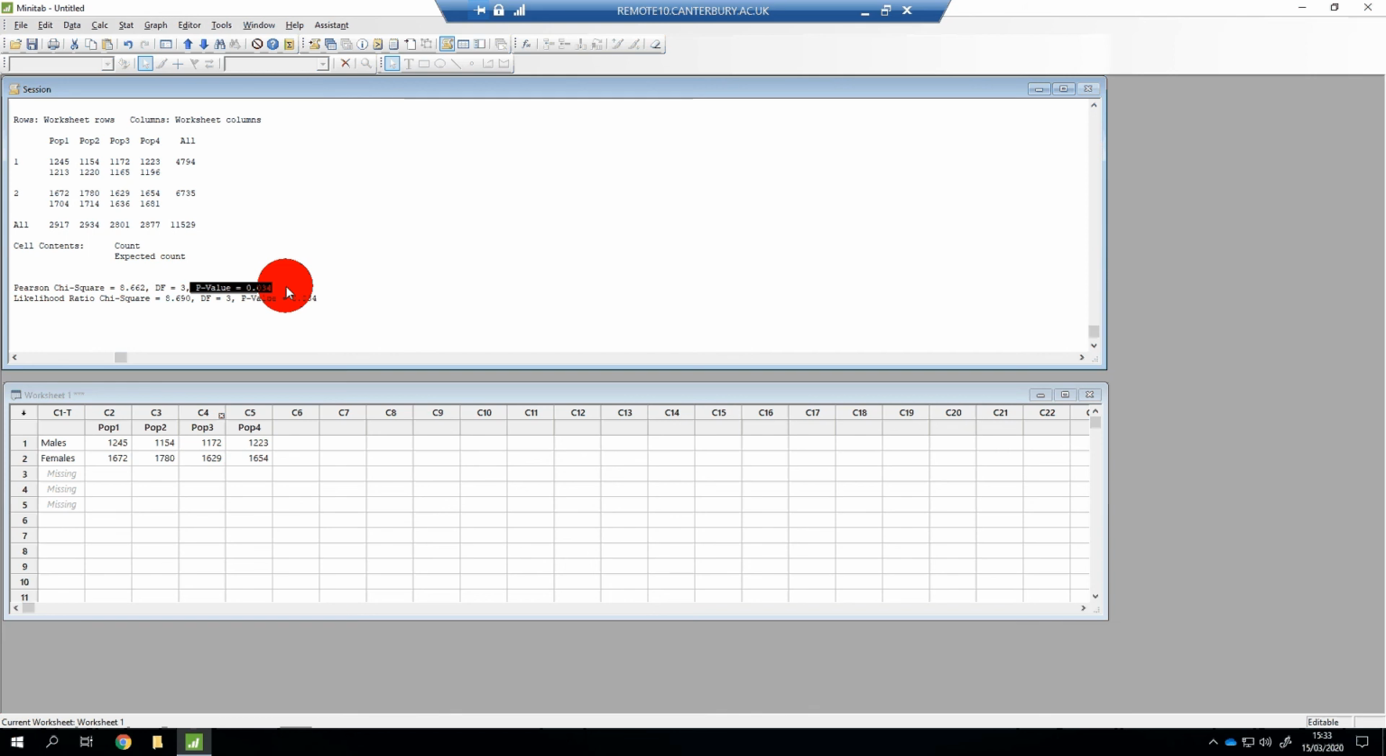Okay? In at least one of the populations, there are significantly more males and less females, or the other way around, than in the other three populations. Okay? So, just like a one-way ANOVA, it's telling us, is there a difference between these four populations? What it's not telling us, just like with a one-way ANOVA, is where that difference is. Is it that population 1 is different from population 2? Is it that population 3 is different from population 1?